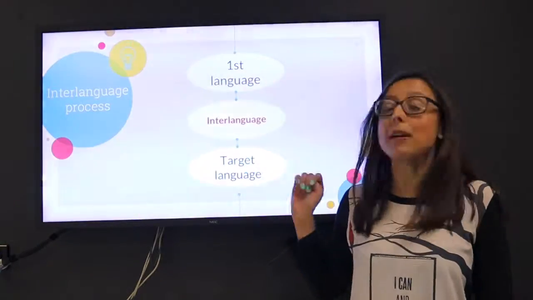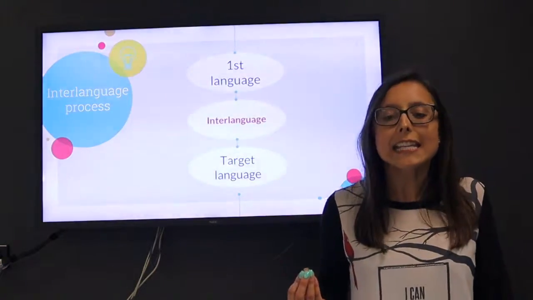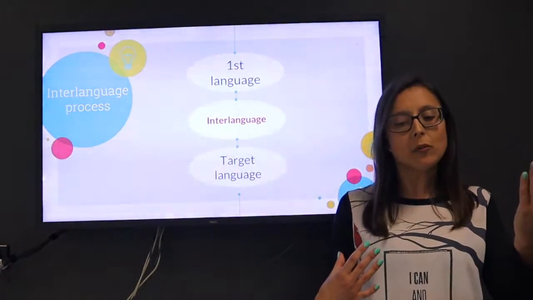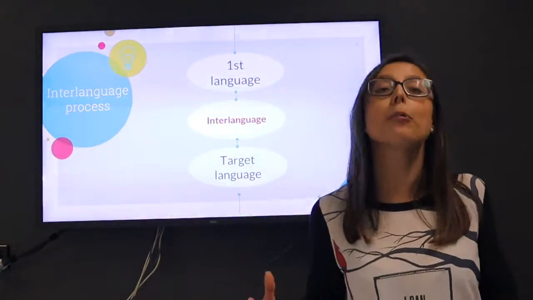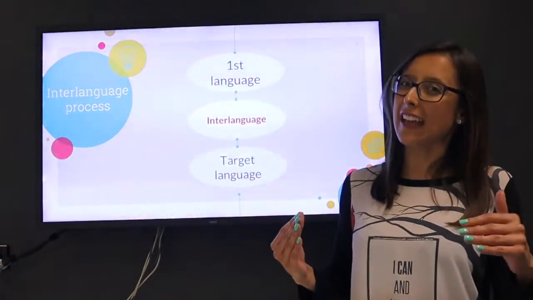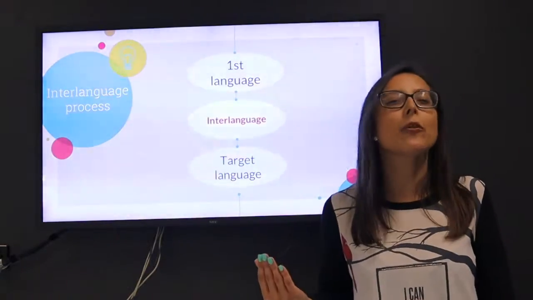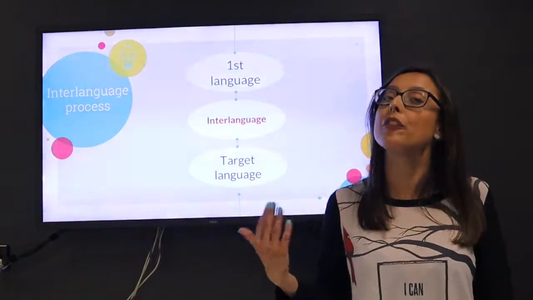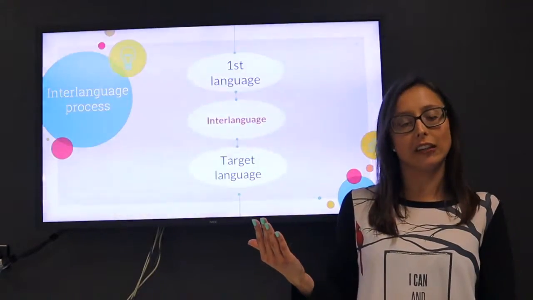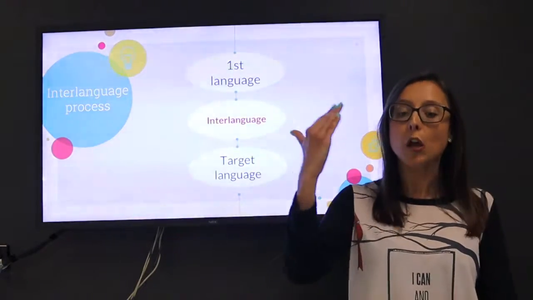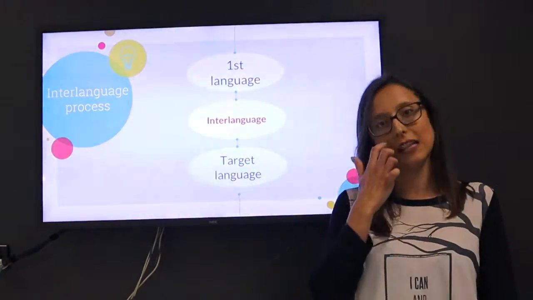As you can see in the image here, and as I said previously, your interlanguage is in the middle of your first language and your target language. So it means that your interlanguage is a process, and it's a process that has characteristics of both the first and the target language. Interlanguage doesn't mean that it's a better version of your first language, or that it's a simplified version of your target language. It is a continuous process and a continuous progress towards the goal of learning a second language.